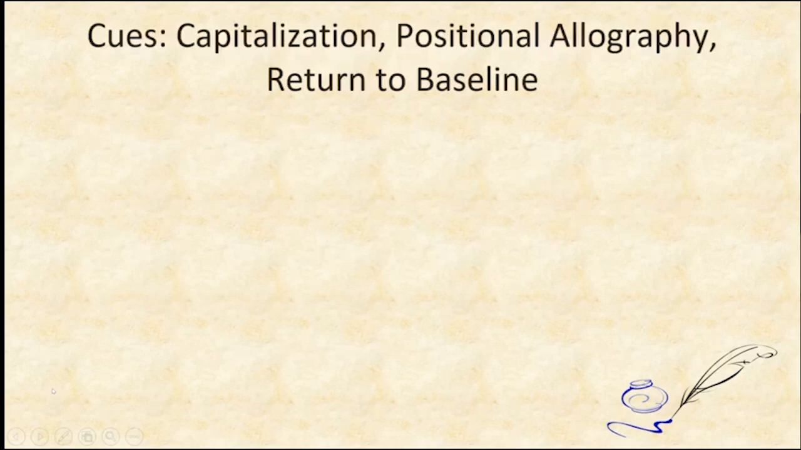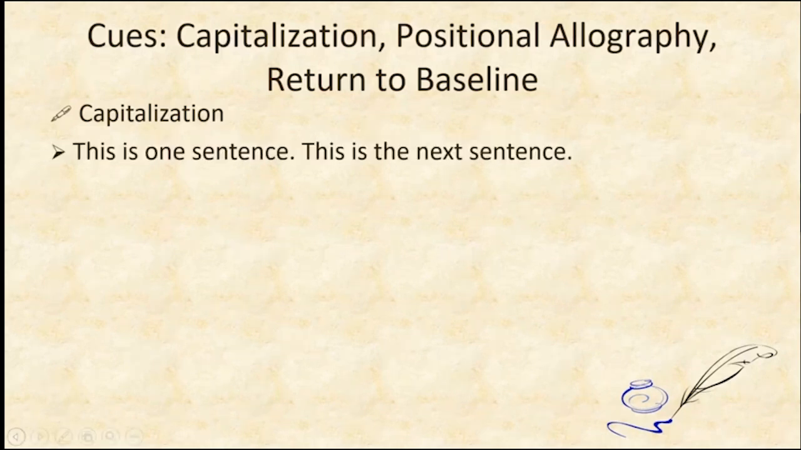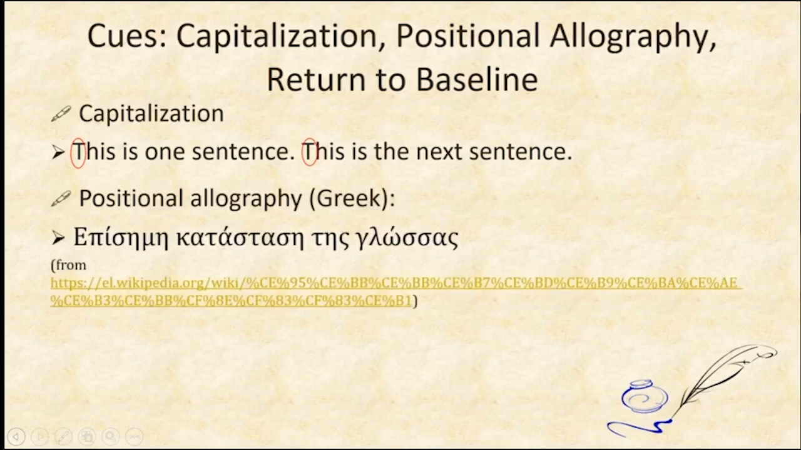Now, cues. There's a lot of cues we use to indicate boundaries, but they're often, in modern writing systems, subsidiary to other uses, like capitalization, which occurs sentence initially, or sometimes word initially, but you know you're at the left edge of a boundary when you see capitalization. Positional allography. An example is the Greek sigma, which has one shape at the end of a word and another shape elsewhere. So even though this is redundant in the presence of spacing, that is a cue to the end of a word.